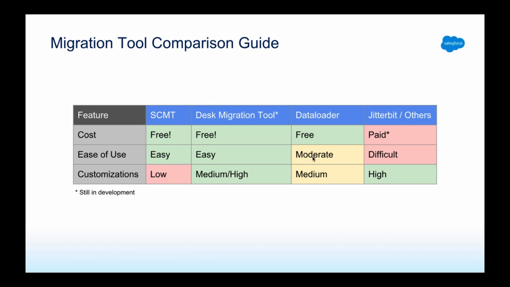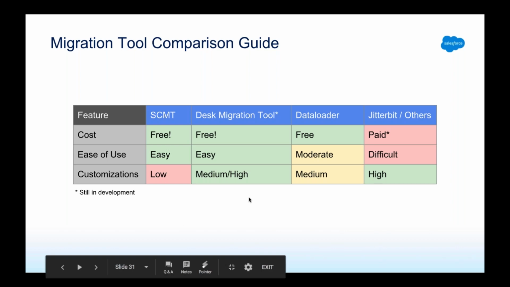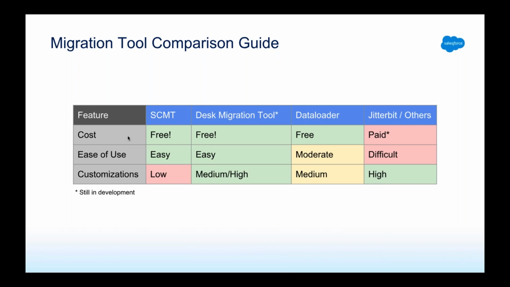The data loader basically gives you full control over the data, because you have it in that CSV format. And then Jitterbit and others, high level of customization. So you can use this to make a decision. I would definitely recommend at least trying out a couple of these and see what works best for you.